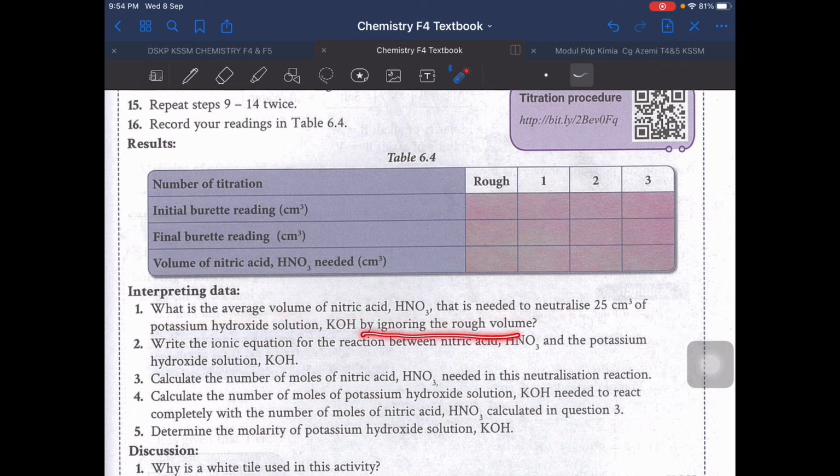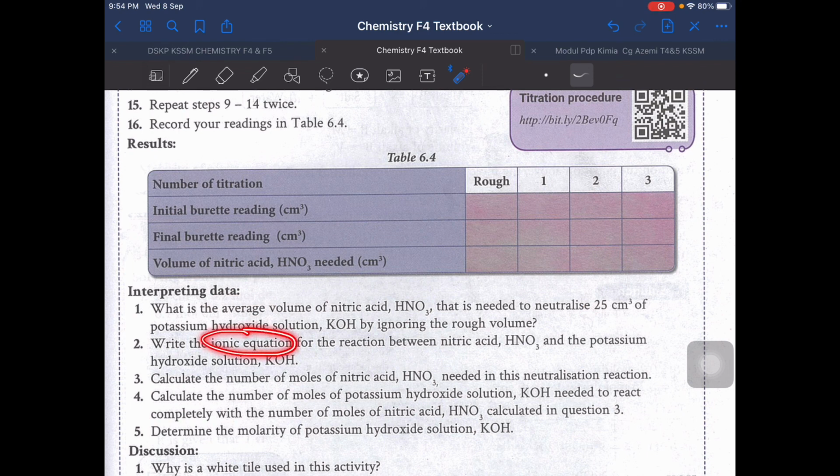By ignoring the rough volume. Ini jangan tengok. So, katakanlah you dapat here 25, 24, 23. Kan kita buat 3 kali. So, mungkin bacaan tu is different in each sets. So, what you do, you need to tambah all these and then bahagi 3. So, that is the average volume.